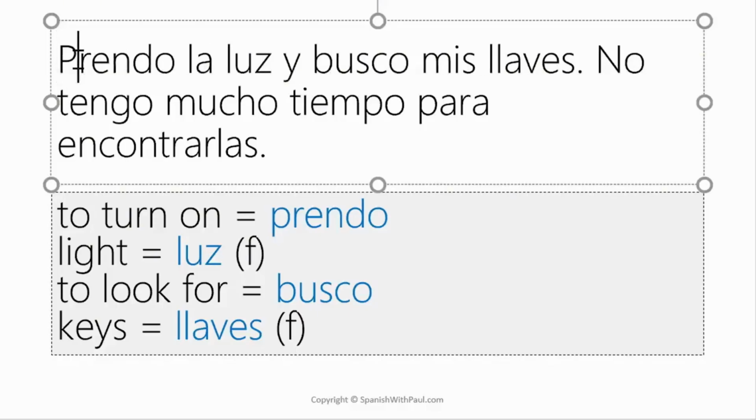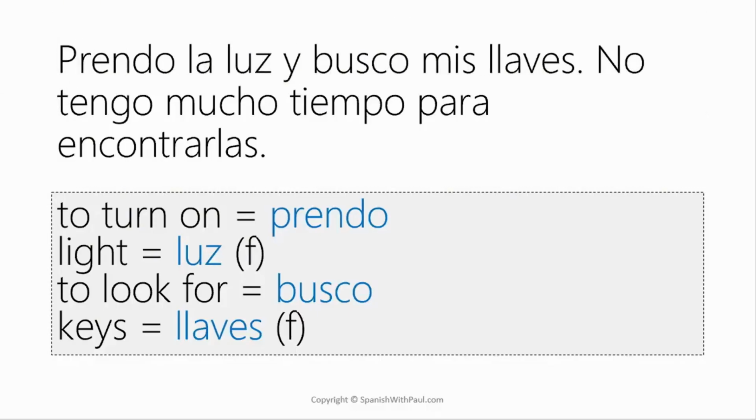Again, we had the structure already. All we had to do was fill in the missing vocabulary. So we have prendo la luz y busco mis llaves. No tengo mucho tiempo para encontrarlas. This is what I mean by activating our level of Spanish. This is the level of structure we've built up so far that these types of sentences are within our reach. All we have to do is identify the missing vocabulary and we can go from there.